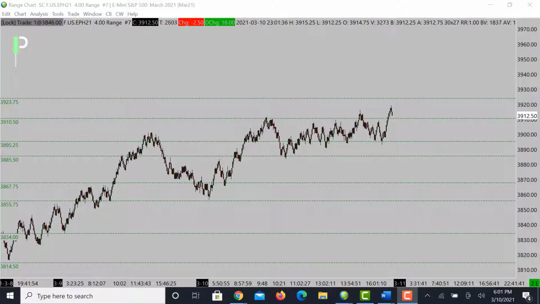Today we'll be going over S&P 500 and also gold, giving you guys some levels that we're looking at for the London session, and potentially these levels can hold up into the US session.